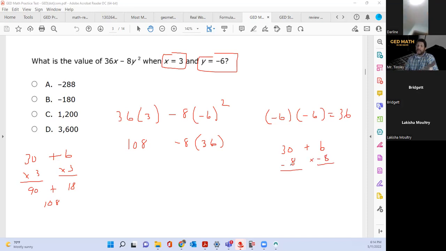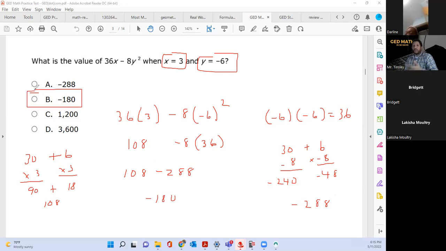And you should be able to do both of those in your head. 8 times 3 is 24. Add your 0. 6 times 8 is 48. And a positive times a negative is a negative. So if you add both of them together, you get -288. So you got 108 minus 288. So your answer is -180. That's how you would do that manually.